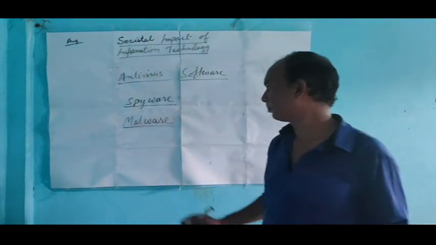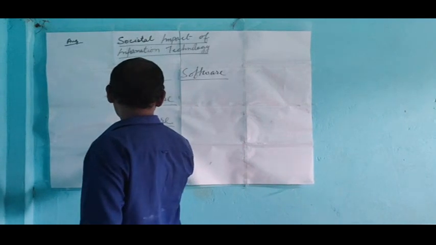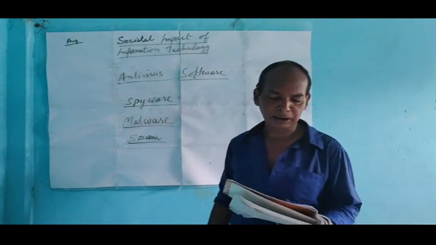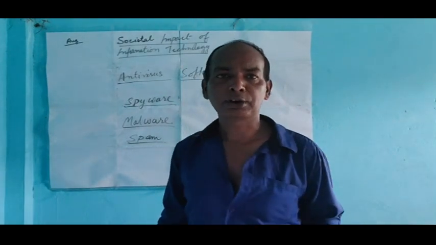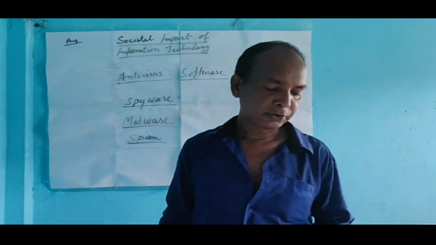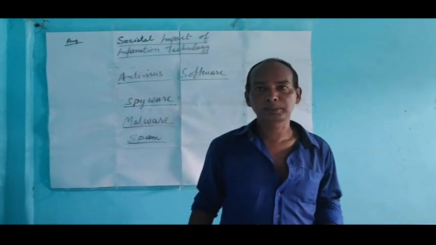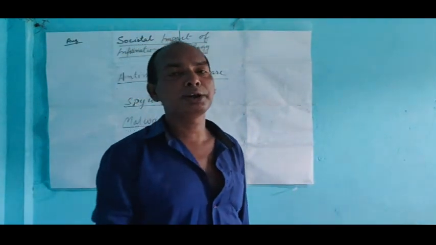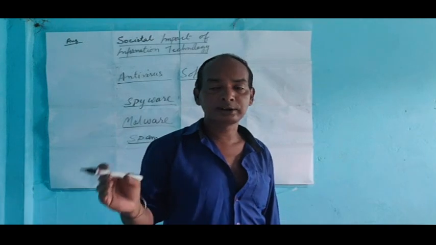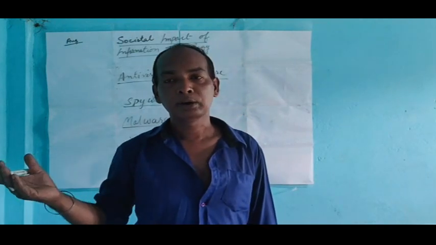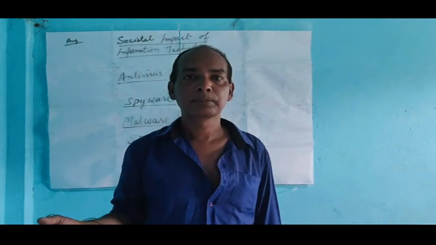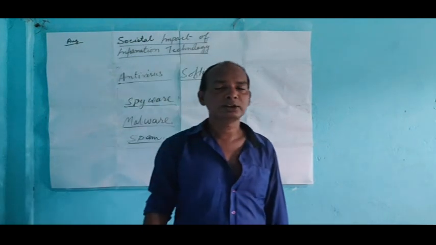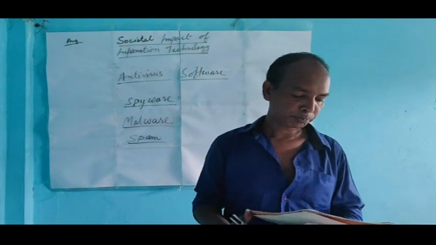Next one is spam. What is spam? Unwanted mail, junk mail, or unsorted mail is known as spam mail. Spam refers to any unsorted or unwanted email. When you start a computer, you see some unwanted mail filling your inbox. The person who sends you the mail, you don't know that person, but that mail enters and fills your inbox. Such mail is known as spam mail.